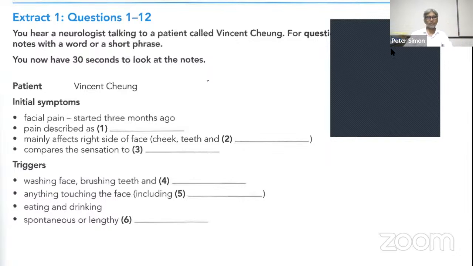Yes. That is question number 5. Next, question number 6. Spontaneous. So, eating and drinking. Okay, those are also triggers. Eating and drinking already here. So, those may not come in question number 5. Sorry, 4. Eating and drinking are already here. So, it may not come in question number 4. That's it. See?